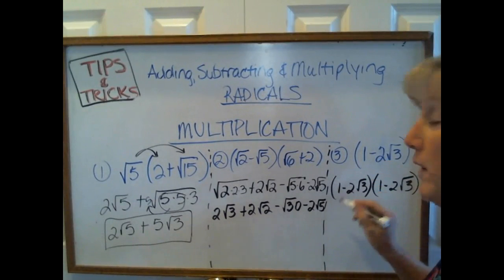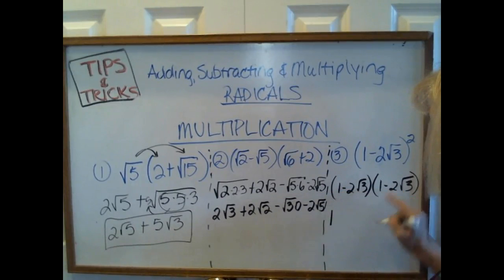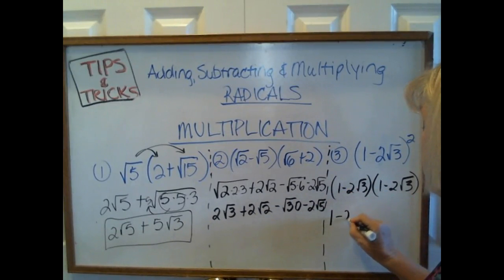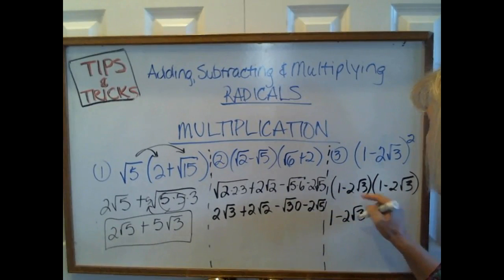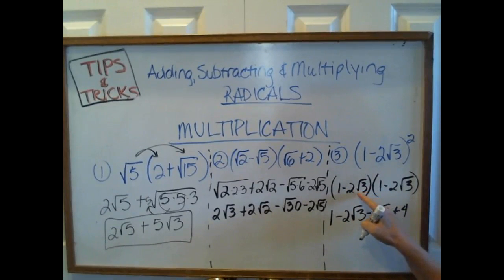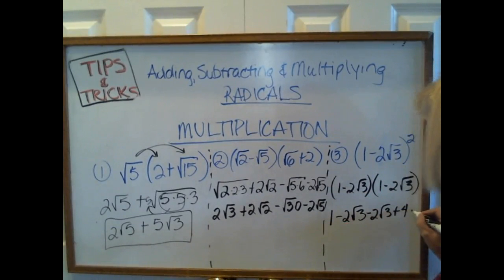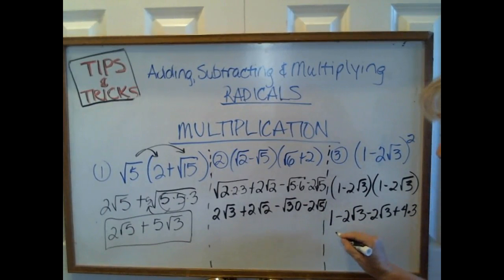So now we're going to do FOIL with this one. 1 times 1 is 1. 1 times minus 2 root 3 is minus 2 root 3. The inside is minus 2 root 3. And the last would be positive, and the 2 times 2 multiplies as a 4. Root 3 times root 3 will be root 9, which I can just write as 3. So 4 times 3, that's just going to be 12.